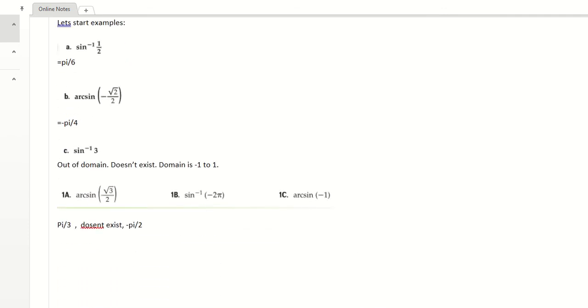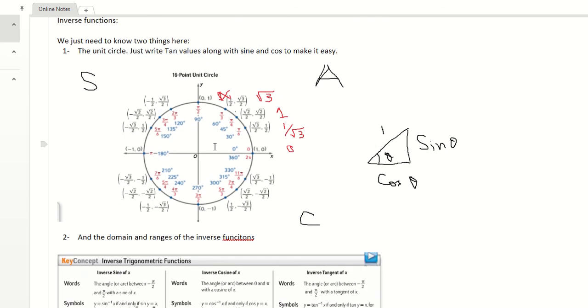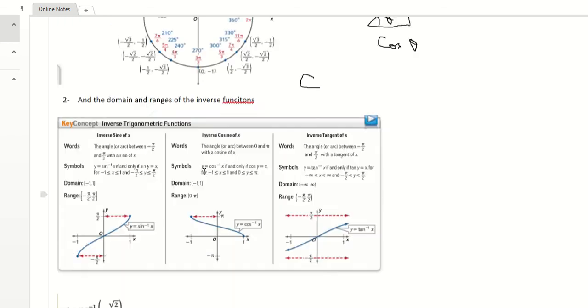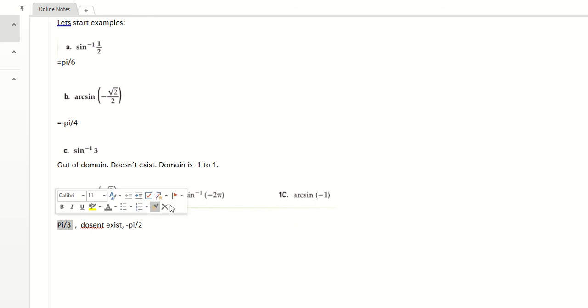Then the next one is arc sine of square root 3 over 2. This is the highest value for sine on the y-axis, the highest angle on x. This is the highest angle, which is pi by 3. So it is pi by 3.